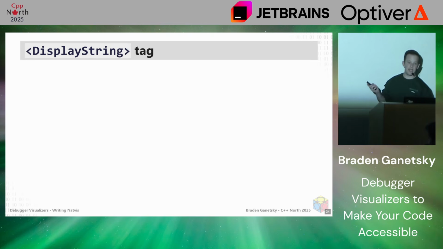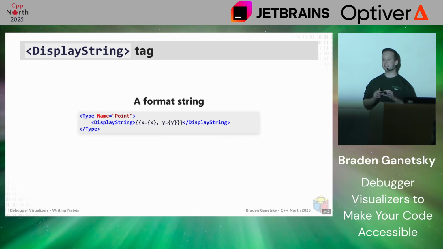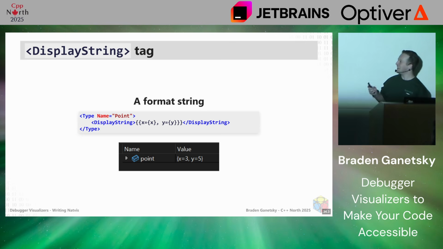The DisplayString tag is a format string. It looks like a Python F string, and it is the first thing that you see in the top line of the Visual Studio Debugger when you output your type. So here, it looks exactly like an F string. Has anyone in this room not heard of Python F strings? 0 people. Awesome.